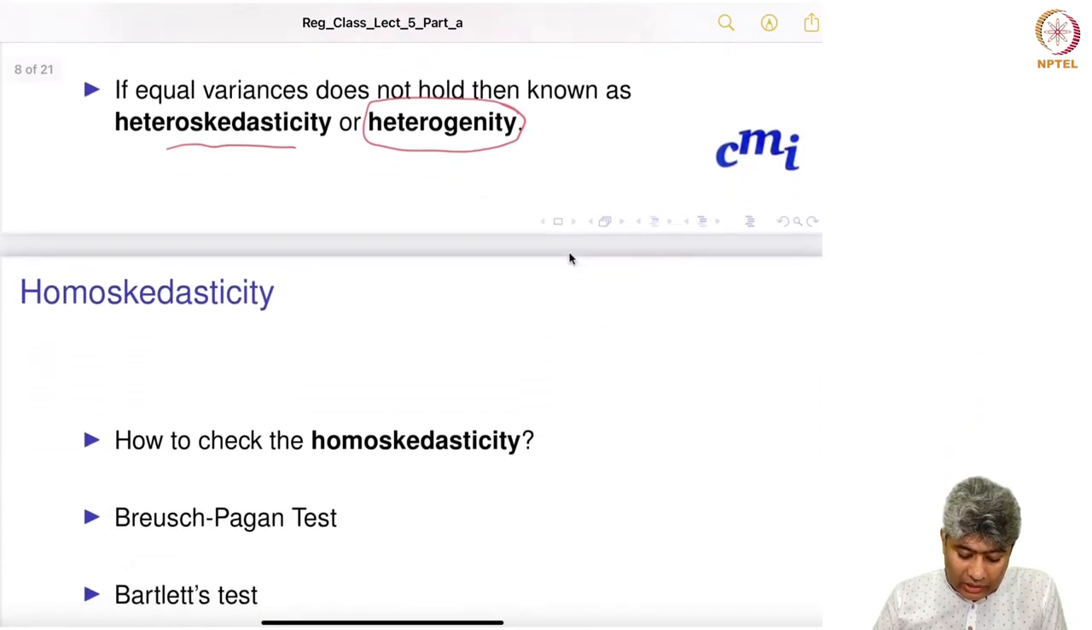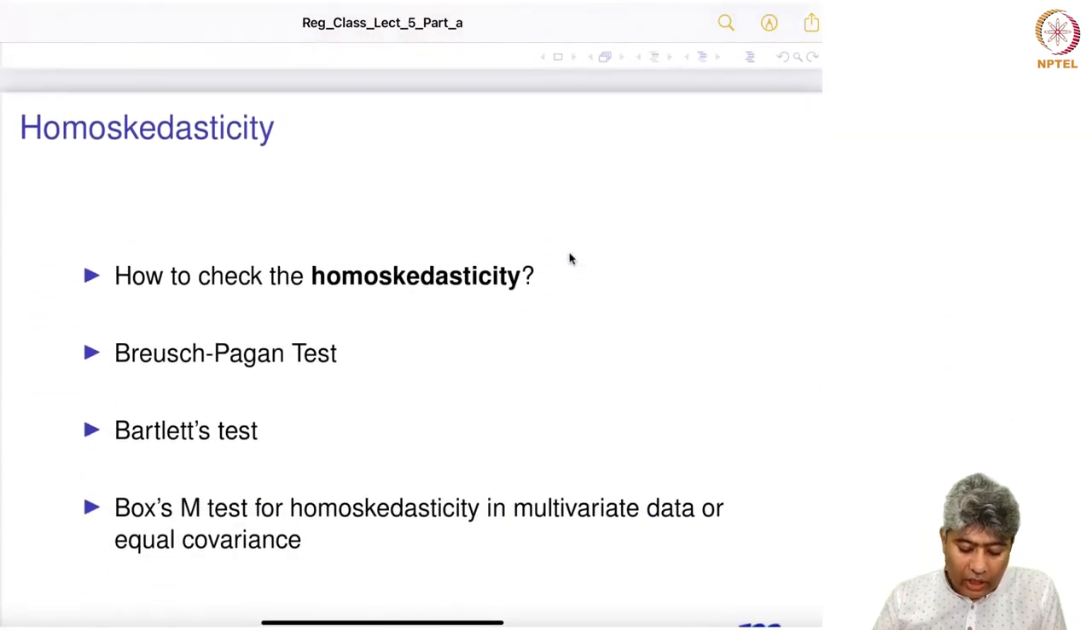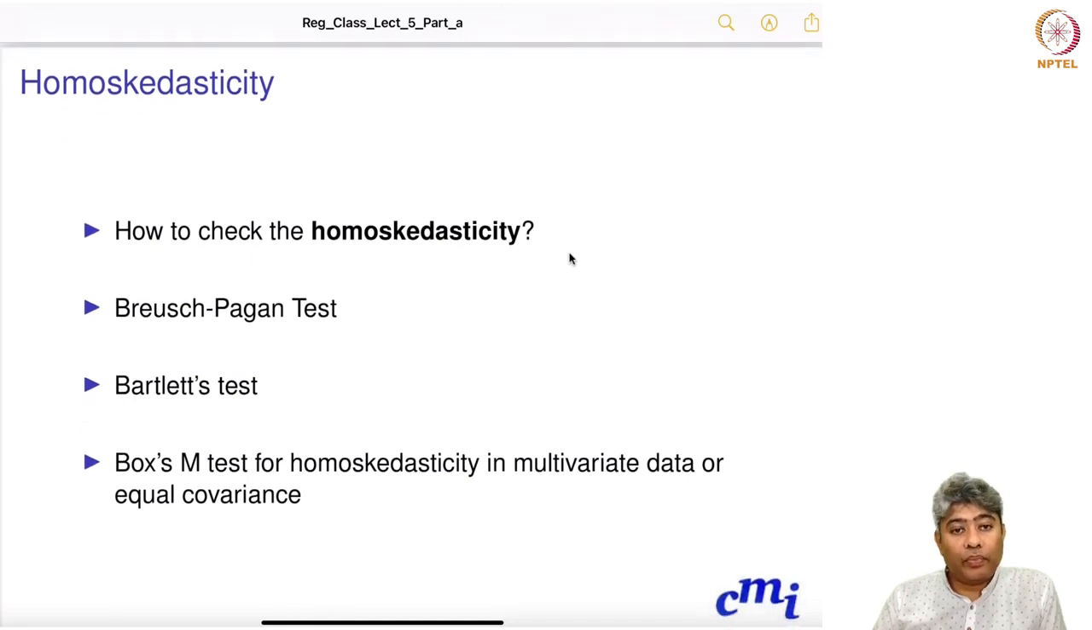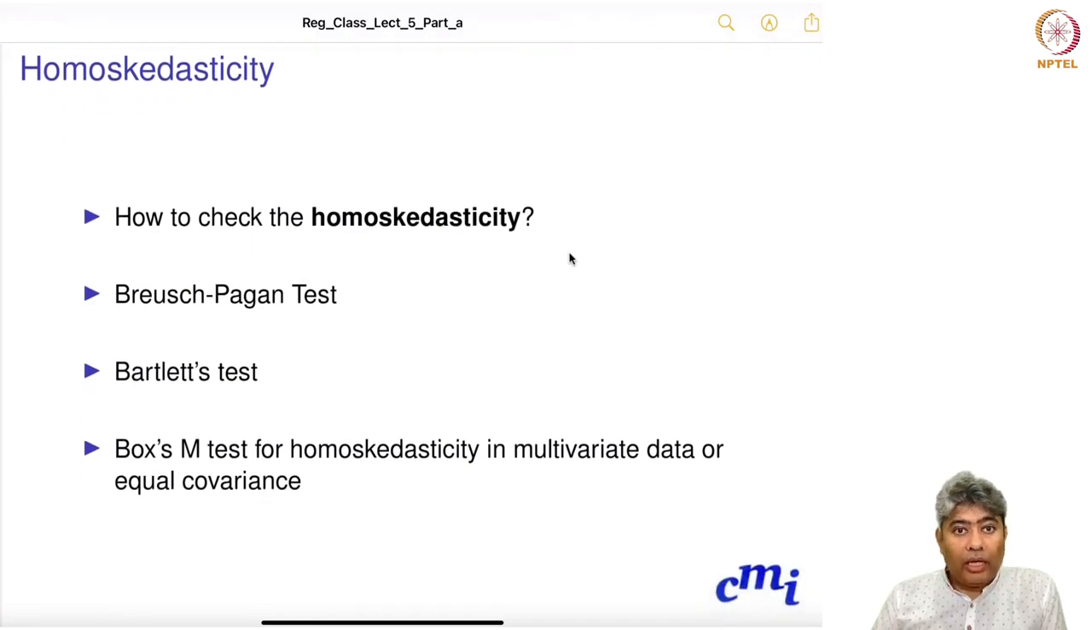So the question is, how can we check homoscedasticity? There are quite a few tests available. One very popular test is the Breusch-Pagan test, then Bartlett's test. Box's M test for homoscedasticity in multivariate data is also available. So multiple tests are available.